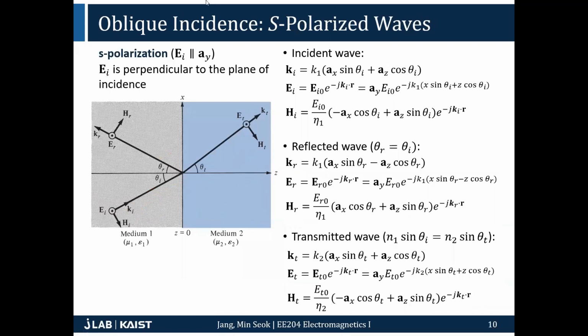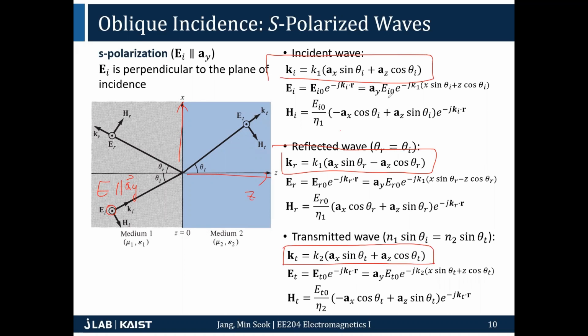The first is S polarization. Again, the electric field is perpendicular to the plane of incidence. This is Z and this is X, so E is parallel to a_y. In this case, because we know k_i, k_r, and k_t, what we need to determine is E and H. And E here has a y direction because it's S polarization. That's what we decided to do.